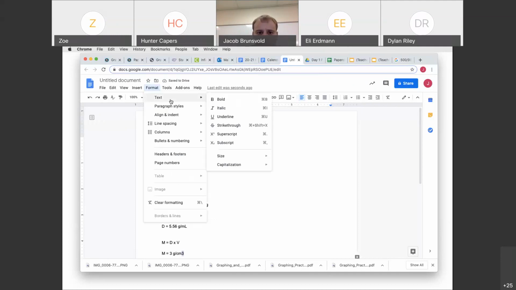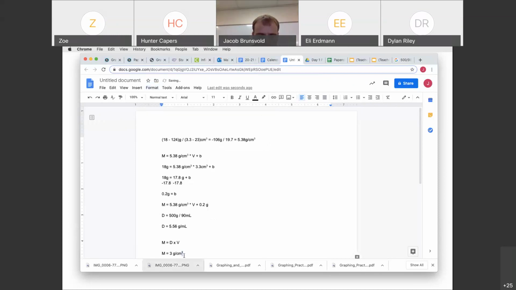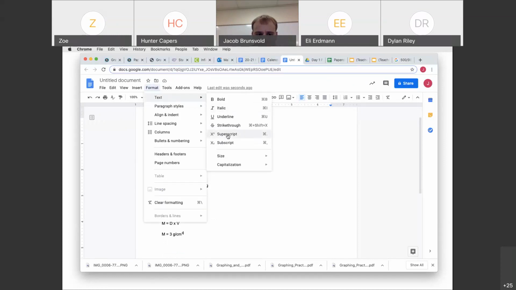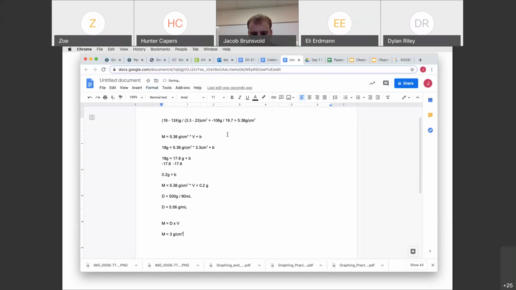Times 12 centimeters cubed. And when you do that, the centimeters cubed will cancel out, and your mass, which should always be measured in grams, comes out to be 36 grams.